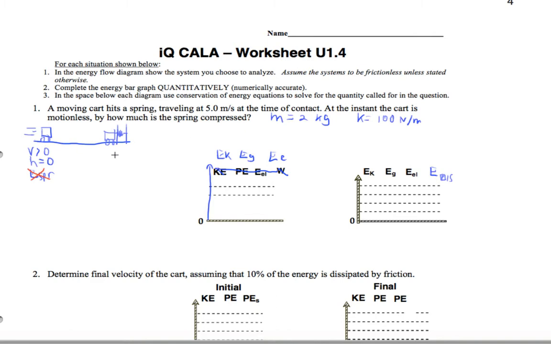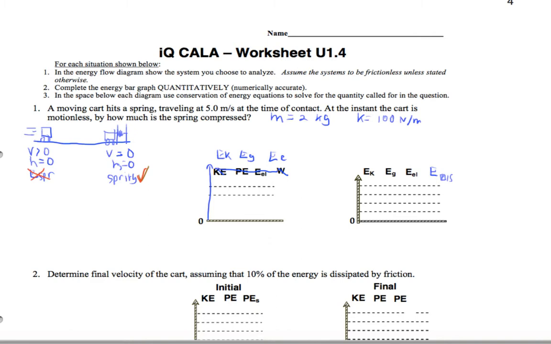Now at the end here, it does come to a stop. There is no height still. And as far as spring energy goes, well, we do now have this spring compressed. So I'll just put a little check mark there to indicate that we have a compressed spring. So we actually use these facts to draw our energy bar graph.